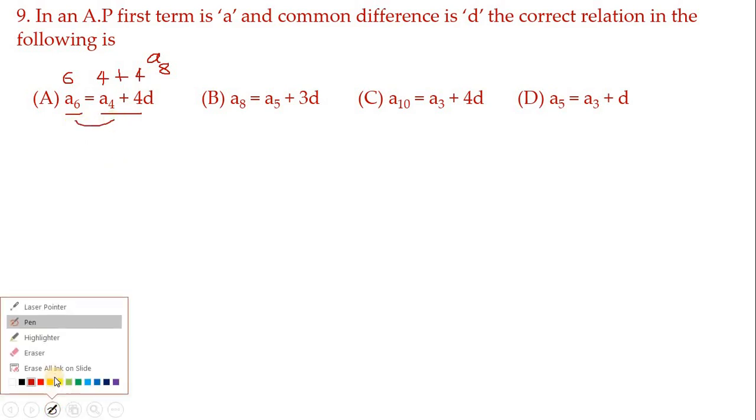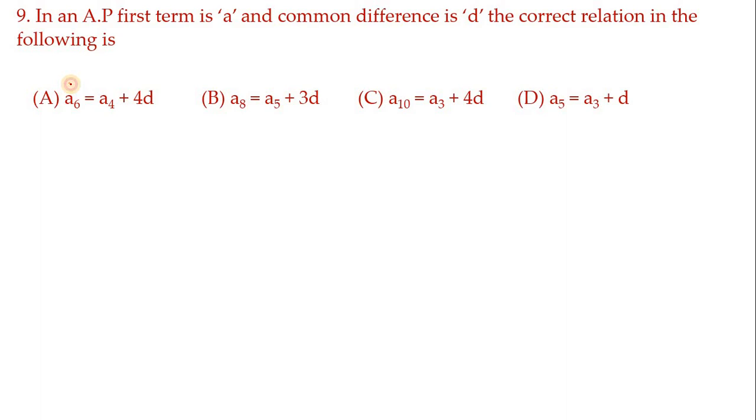I repeat again, children. Here the 6th term equals this, they are saying like that. But here A4 is given. A4 is added to 4 times D. So 4 times D means you are adding D 4 times, meaning you will get the 8th term, because here A4 is already there. If you add D 4 times, you will get A8.